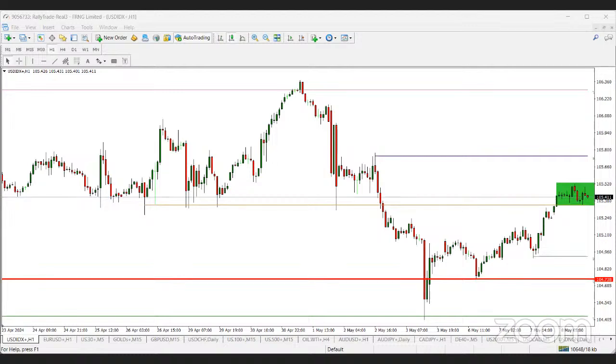But right now, we're looking at the market technically. So that said, we considered Euro USD yesterday, and we considered GBP USD.